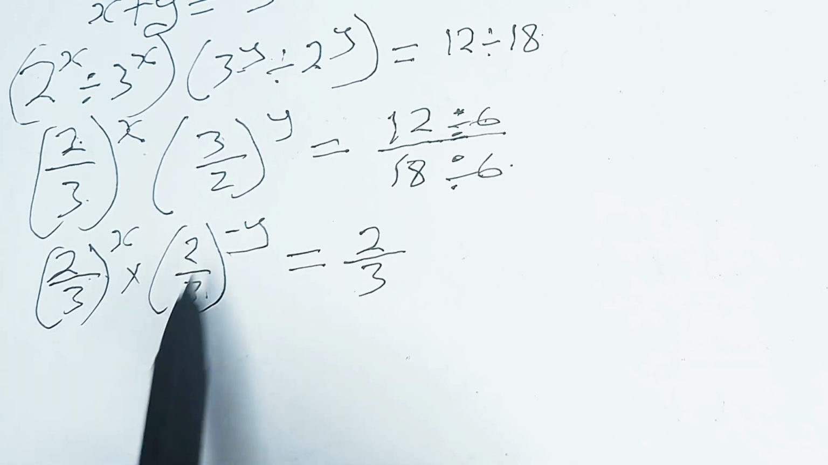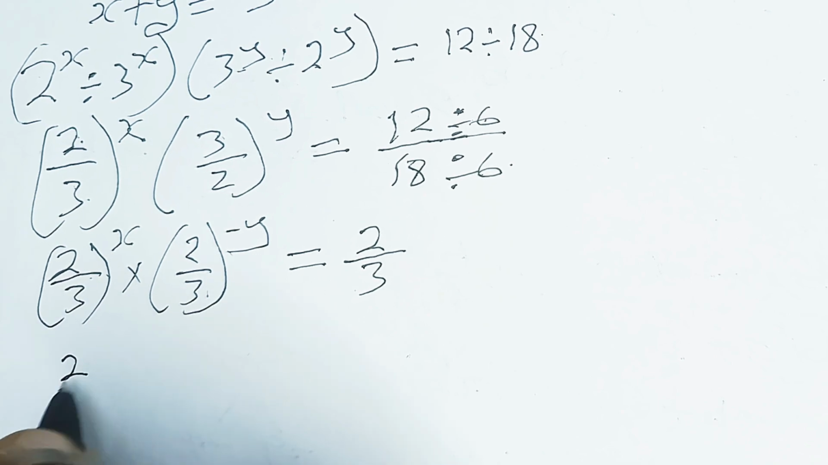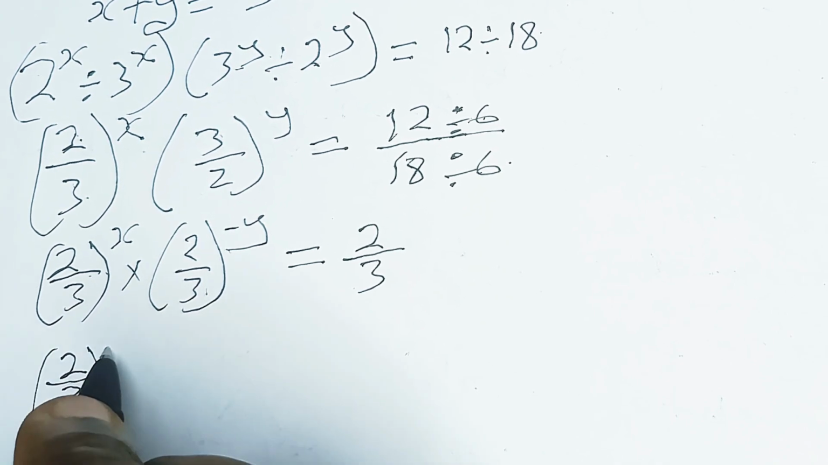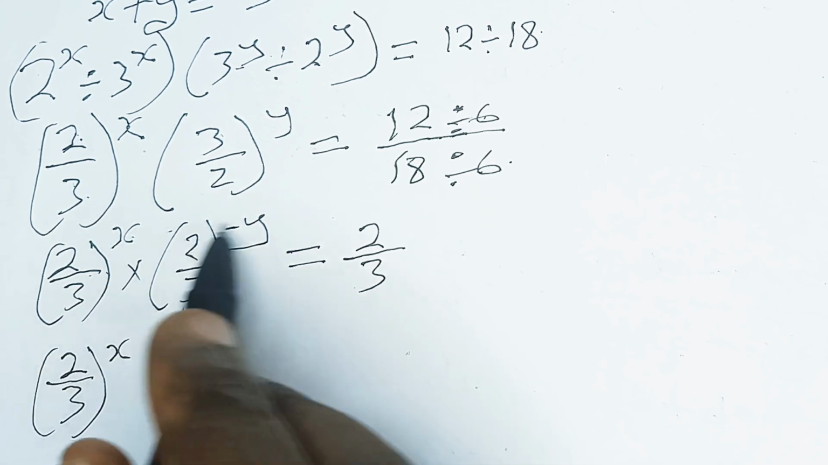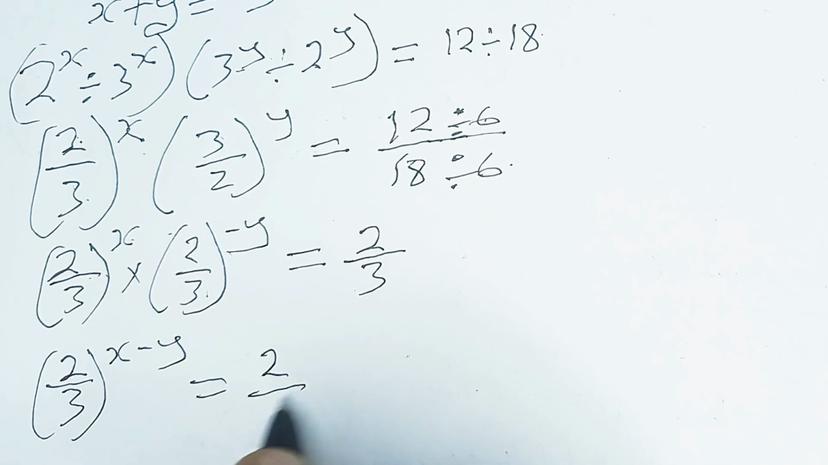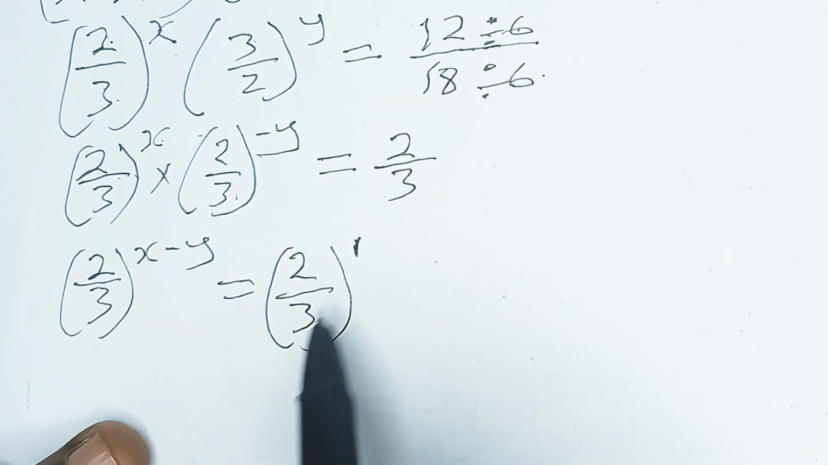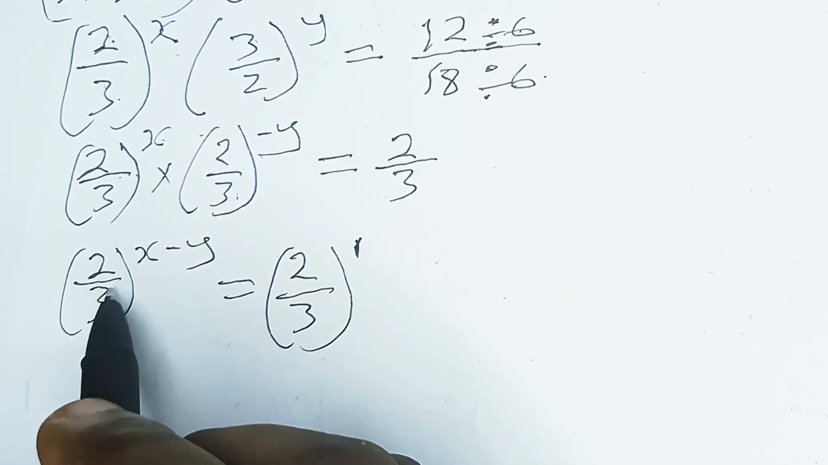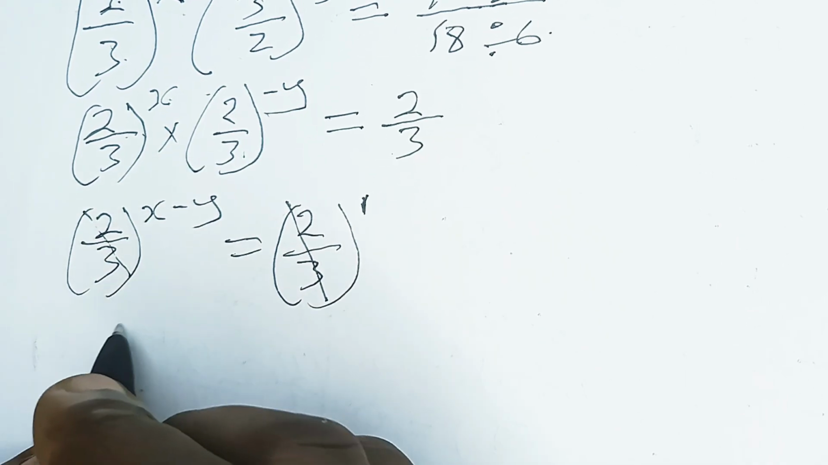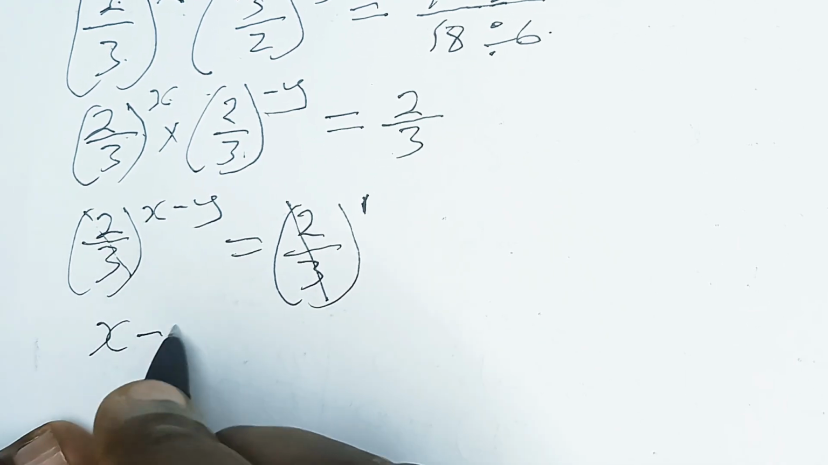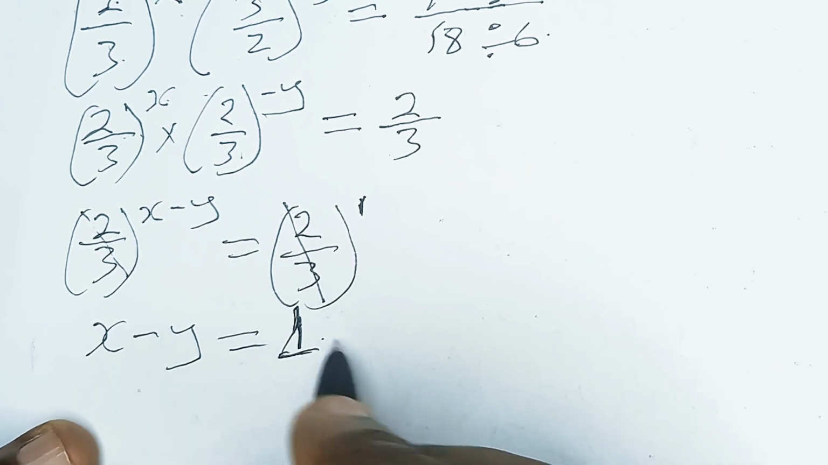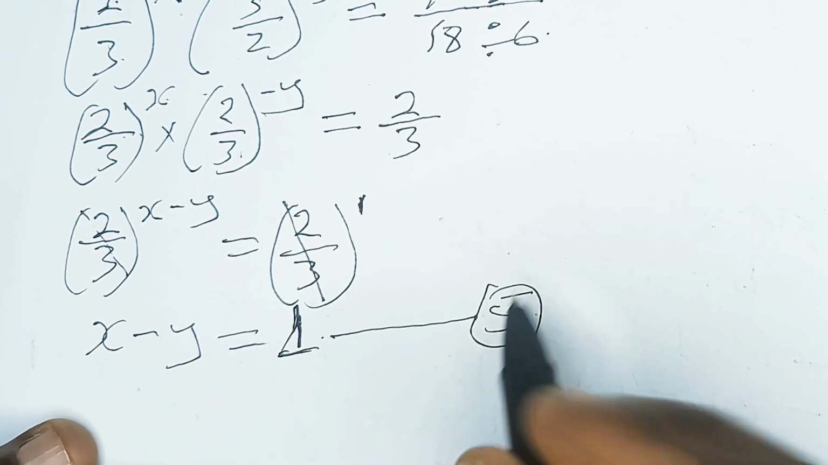They have a similar base. So it means 2 over 3 all raised to the power of x plus minus y, that's x minus y, is equal to 2 over 3 all raised to the power of 1. Similar base, so this cancels this. So we have x minus y is equal to 1. Let's call this equation 5.